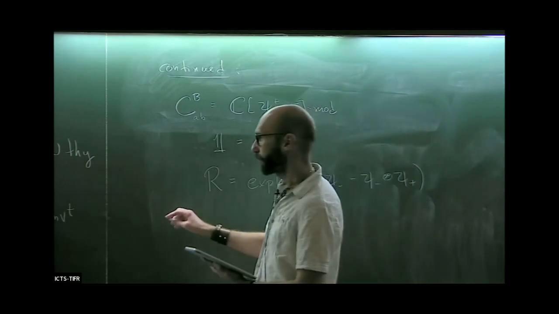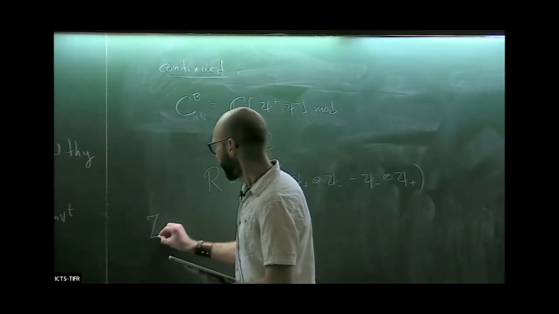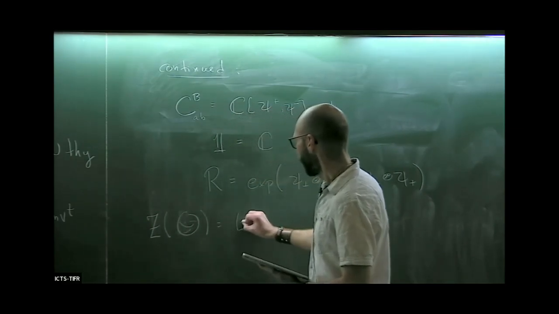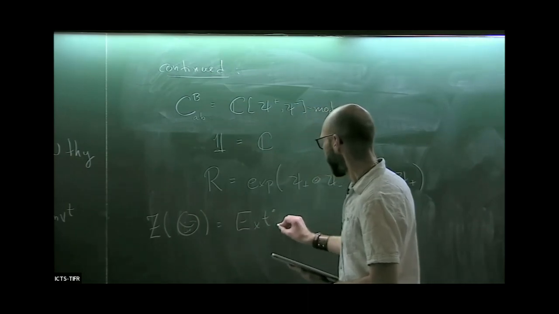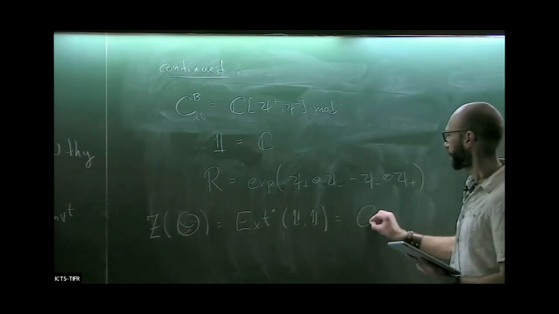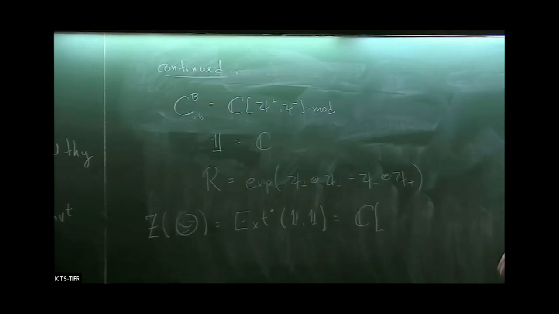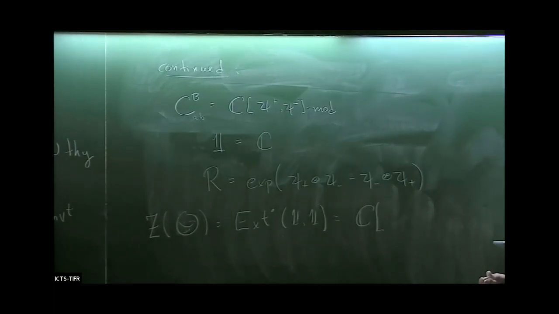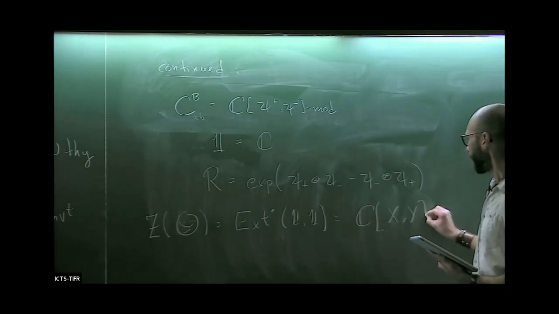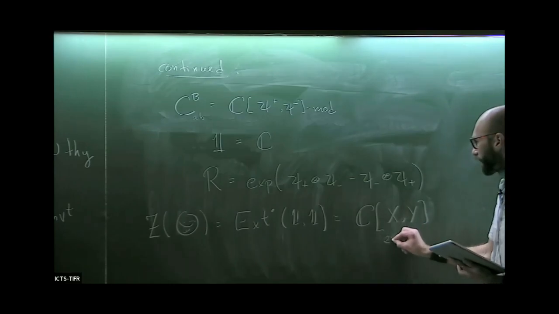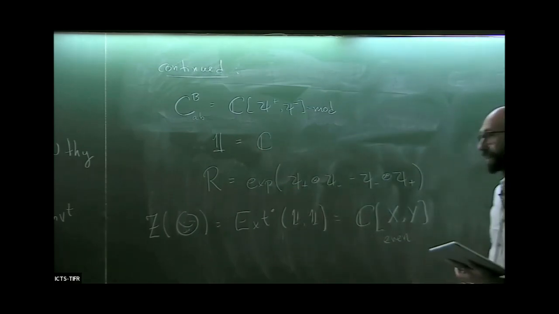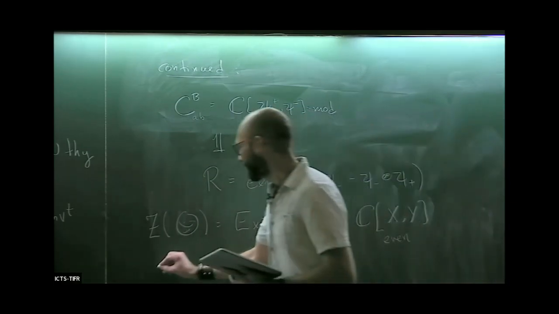And one can pull out state spaces from this. Z of a two sphere, I said was supposed to be Ext between one and one. And in this case, for modules of an exterior algebra, Ext between the trivial module and itself is just polynomials in even variables, which is functions on T star V, as it should be in the B-twist.